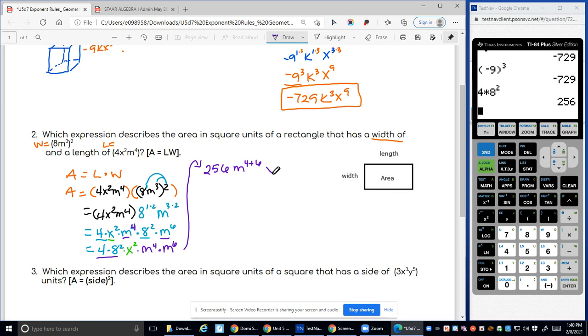And then I've got the x squared. Let's continue to keep cleaning this up. 256, m to the 10th, x to the second. And ladies and gentlemen, this is our final answer. Okay. All right. Let's move to the next one.